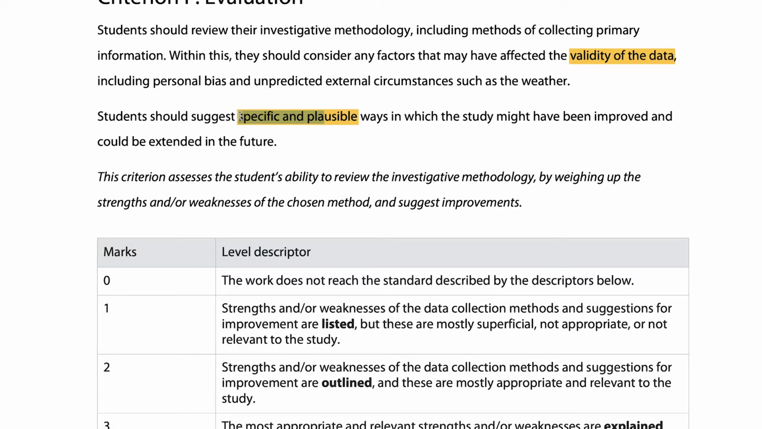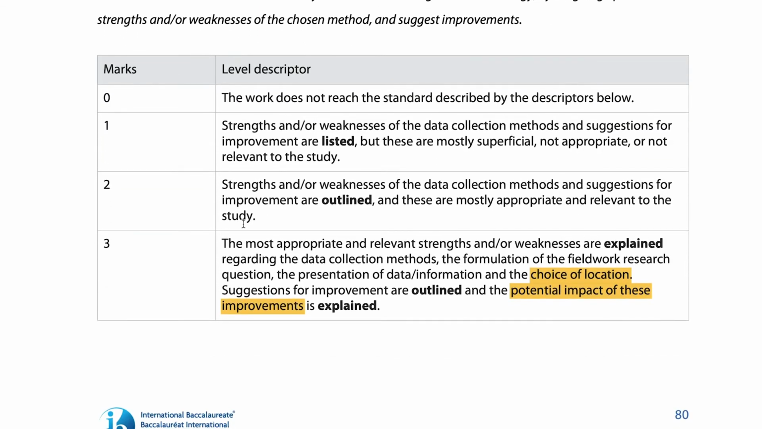And the second aspect that most people forget from the evaluation is that students should suggest specific and plausible ways in which the study might have been improved and could be extended in the future. Now, before I go into this, let's look into the level descriptor for the top band. It says, suggestions for improvements are outlined, and the potential impact of these improvements is explained.